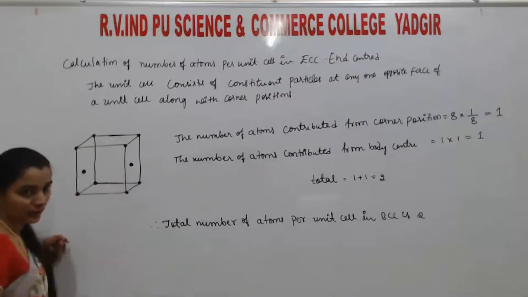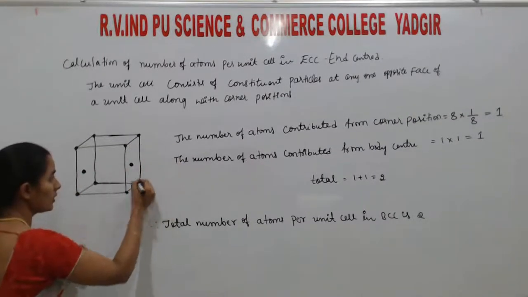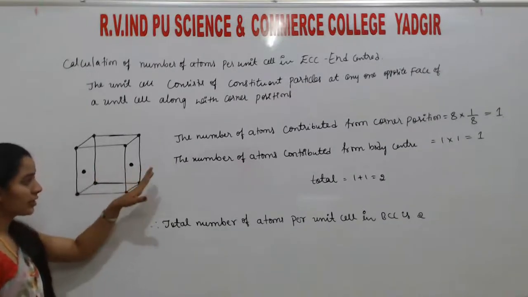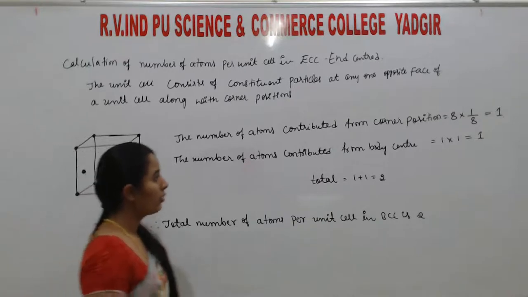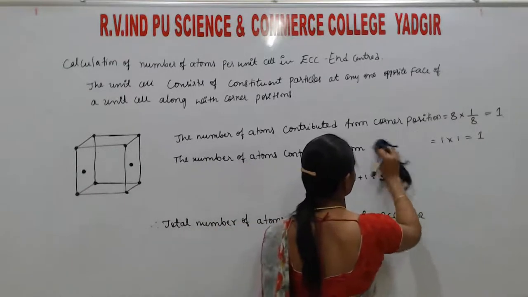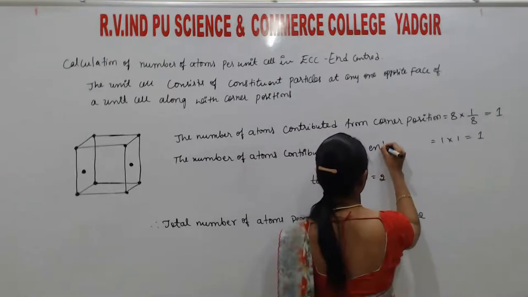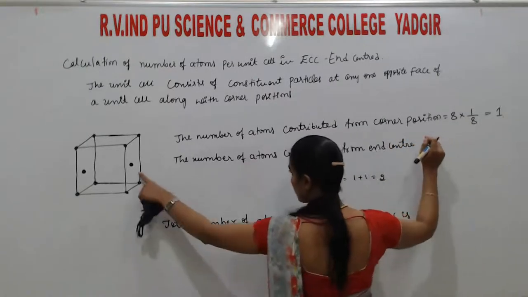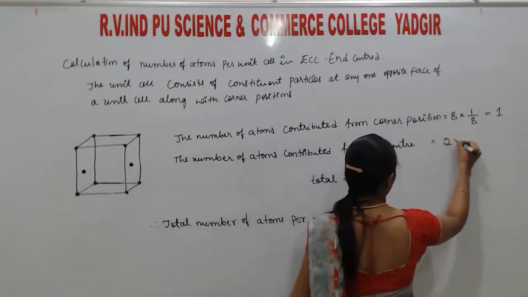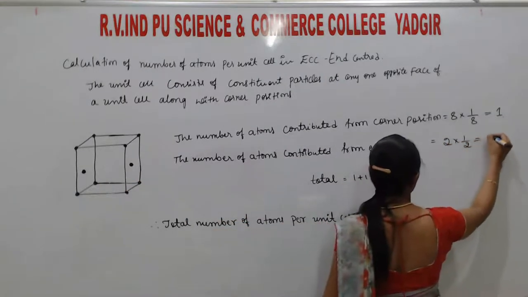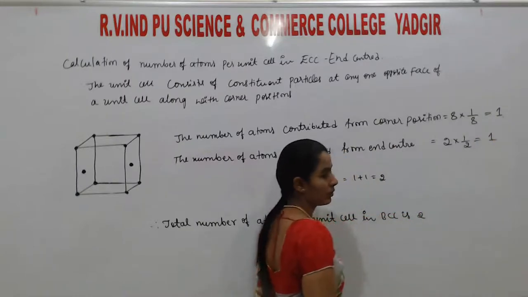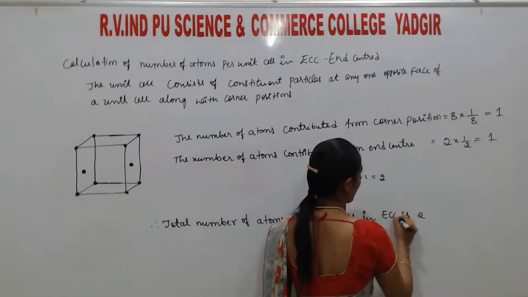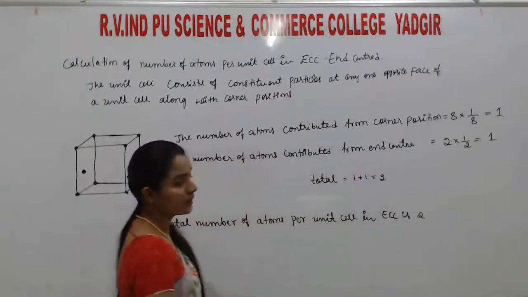Students, this is the face center. Of course, if you draw another unit cell here, it is shared between two unit cells. Now, note here, how many extra constituent particles are there? Two. Of course, each is shared between two cells, that is one. Okay, then here 1 plus 1, 2. Here, the number of atoms per unit cell in end center cubic is 2.